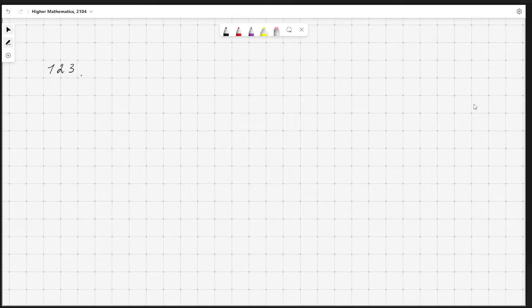What is x times square root of a squared minus x squared plus a squared times arc sine x over a?